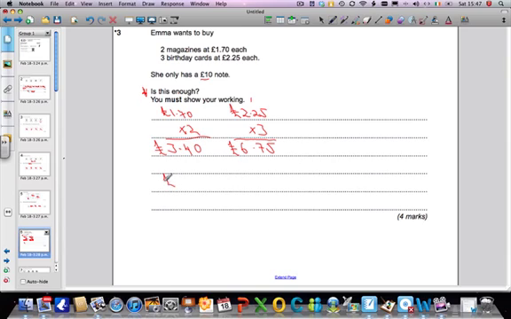Let's check it out. So we got £3.40 plus £6.75. Adding these up, 5, 7 and 4 is 11. Put down the 1, carry 1. 1 and 3 is 4. 4 and 6 is 10. So the whole lot will come to £10.15. So you can say, no, she is 15p short. So she is 15p short of what she needs to pay for all of this.